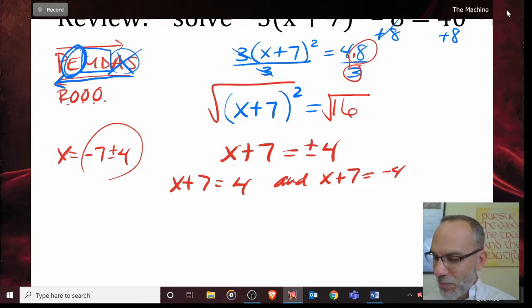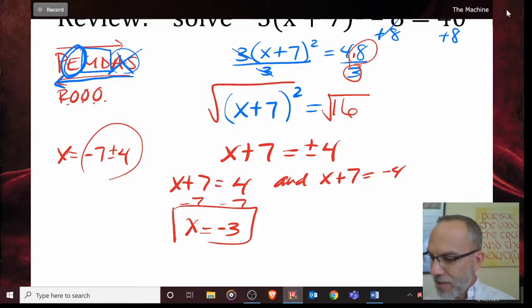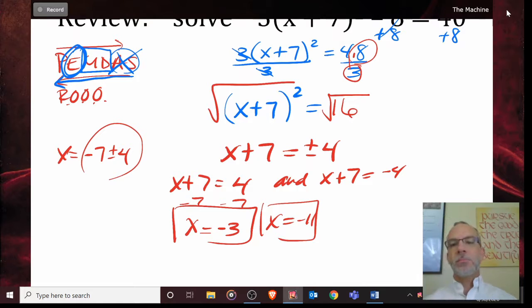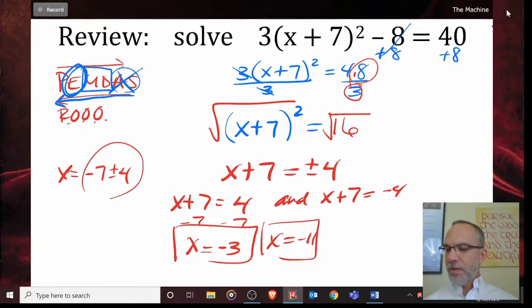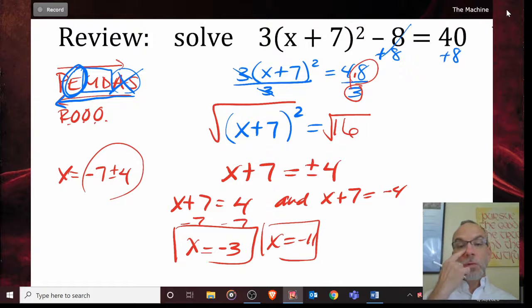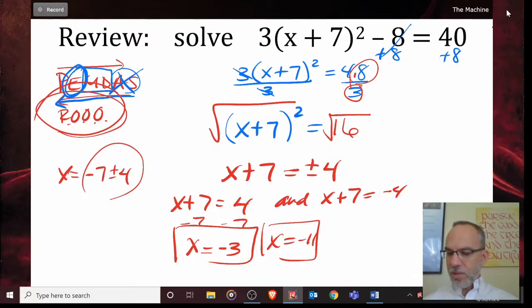So if I subtract 7 from here, minus 7, x is equal to negative 3. That's one answer. And then if I subtract 7, x is equal to negative 11. There's my other answer. Okay, there we go. All right. That's how you would solve that by extracting the root, or the square root property, or just using my reverse order of operations. Well, so now how would you do this one?